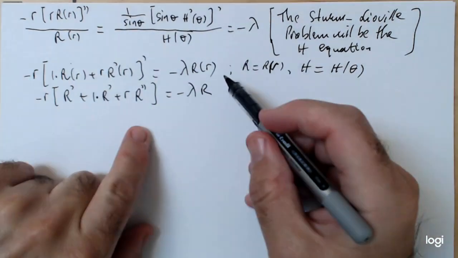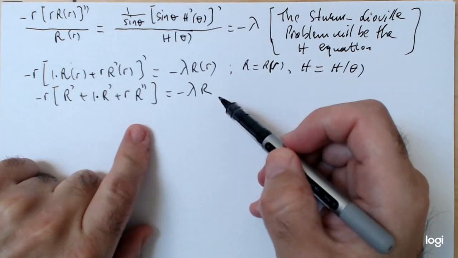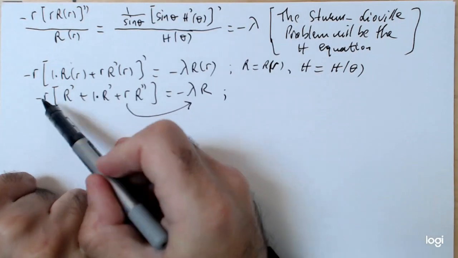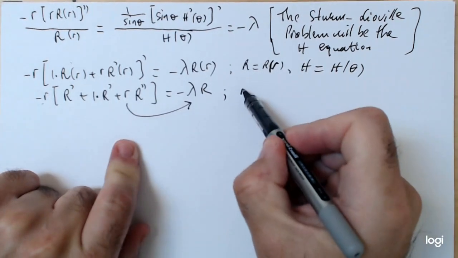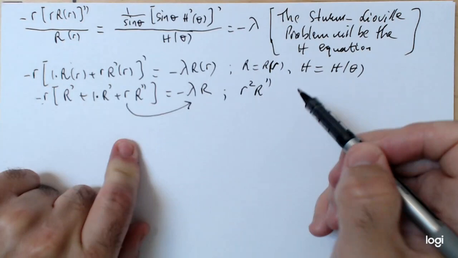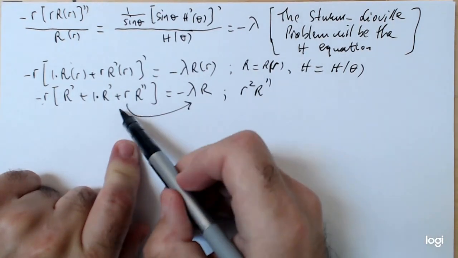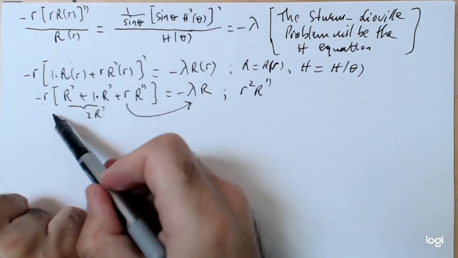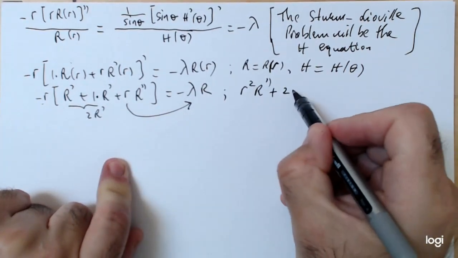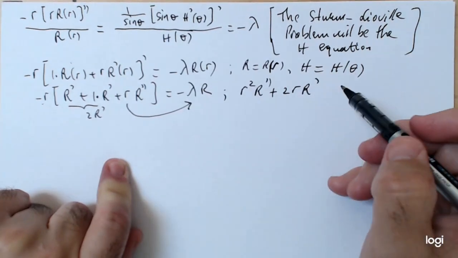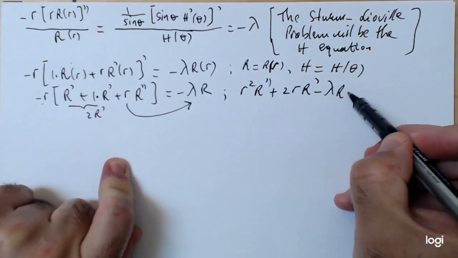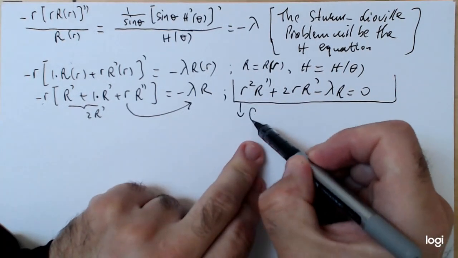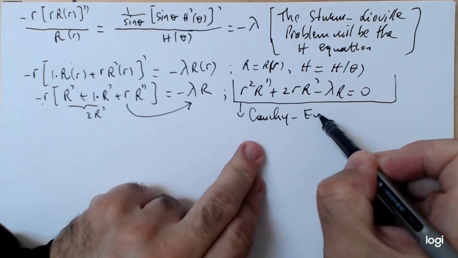And let's rearrange the terms. What do we get? Let's rearrange the terms and then move them to the right-hand side. So I'm going to have minus r squared R double prime, which on the other side becomes r squared R double prime. Then this is 2R prime, right? So to the other side, that becomes plus 2r R prime minus lambda R equals 0. So pause for a moment and realize that you know how to solve this. This is a Cauchy-Euler equation.